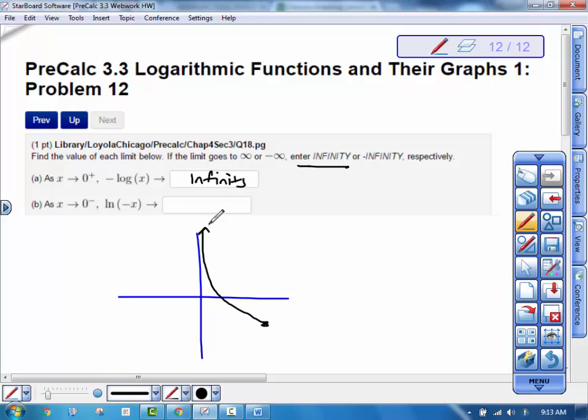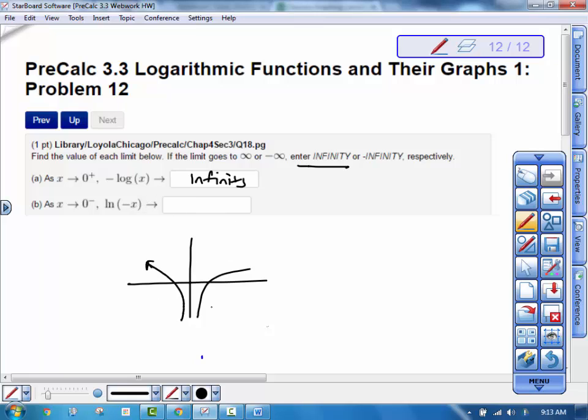And then the next function is a different function. That's the natural log of negative x. The natural log looks like this, like any other log. But then if we change the sign on x, it reflects it over the y-axis, so it goes like that. So as x goes to 0 from the left, this goes to negative infinity. So we type in negative infinity.